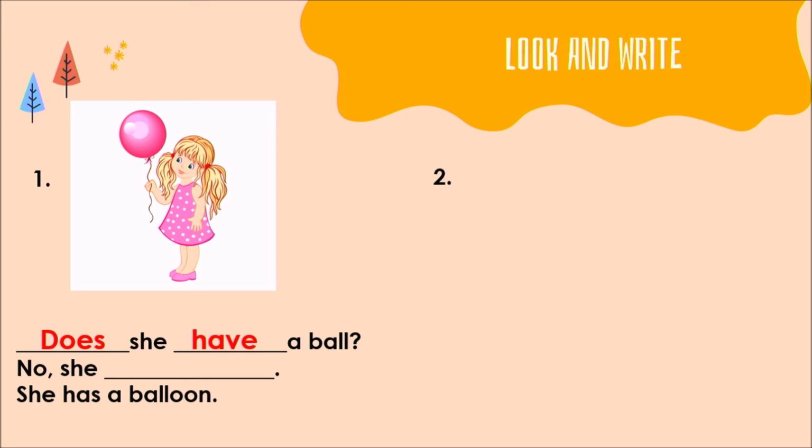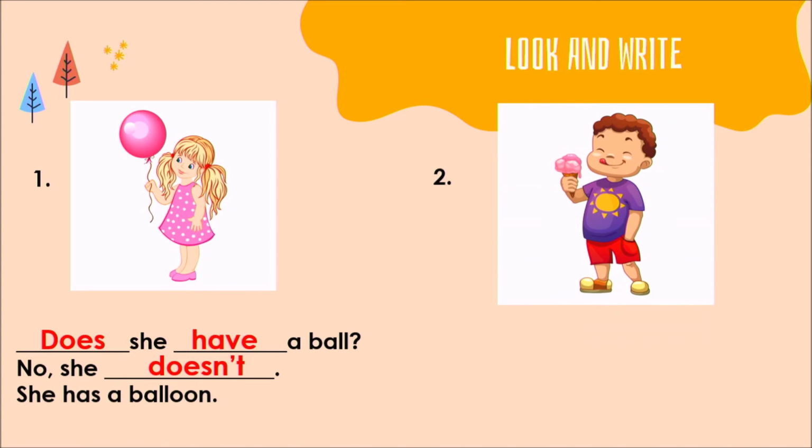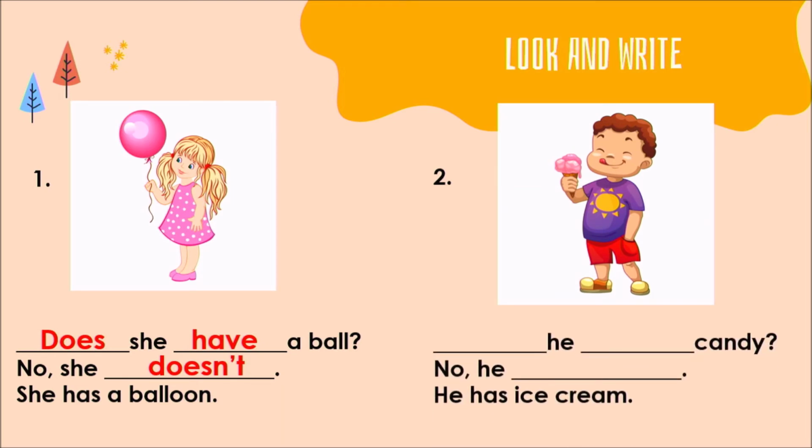What is the negative of does again, kids? Very good. Doesn't. No, she doesn't. She has a balloon. How about the number 2 picture? Blank, he blank candy. No, he blank. He has ice cream. Again, kids, our subject is he.